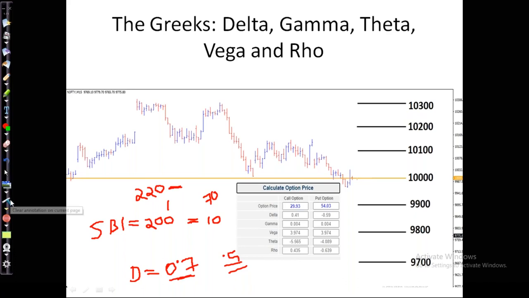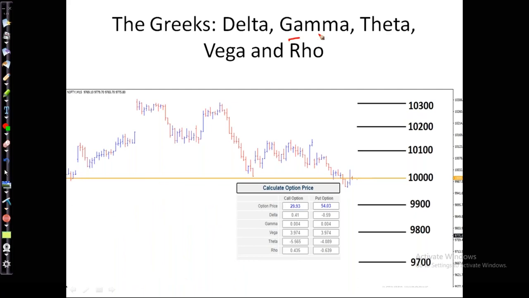And gamma shows the change of delta, because delta is not always increasing by exactly 50 paisa, something like that. It also changes, and that is shown by gamma. That is why we don't need it. And theta means time. Every day, every premium, whether in the money or out of the money, is decreasing in value. It is shown by theta.